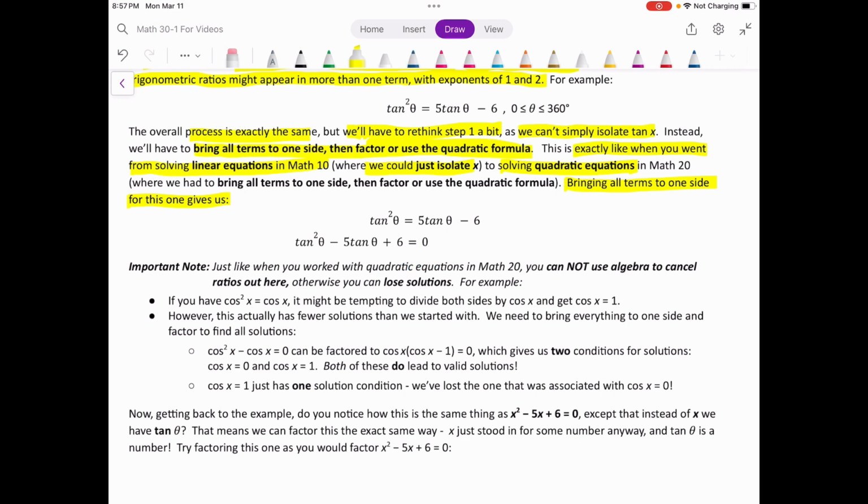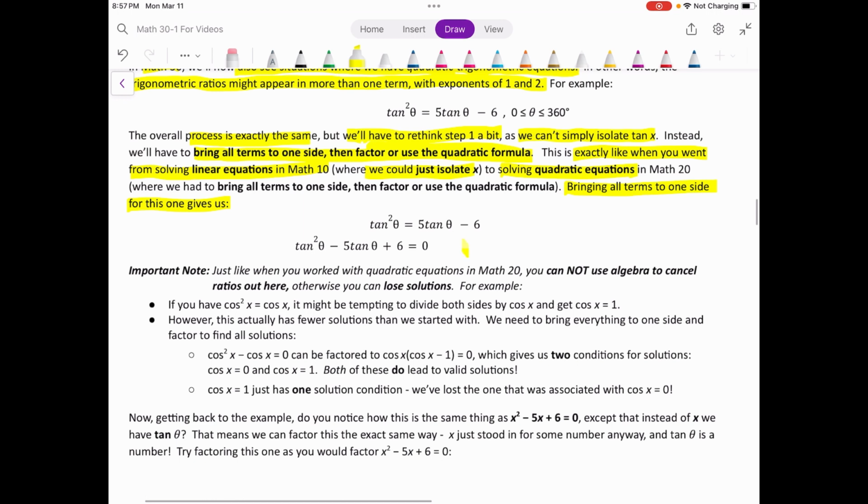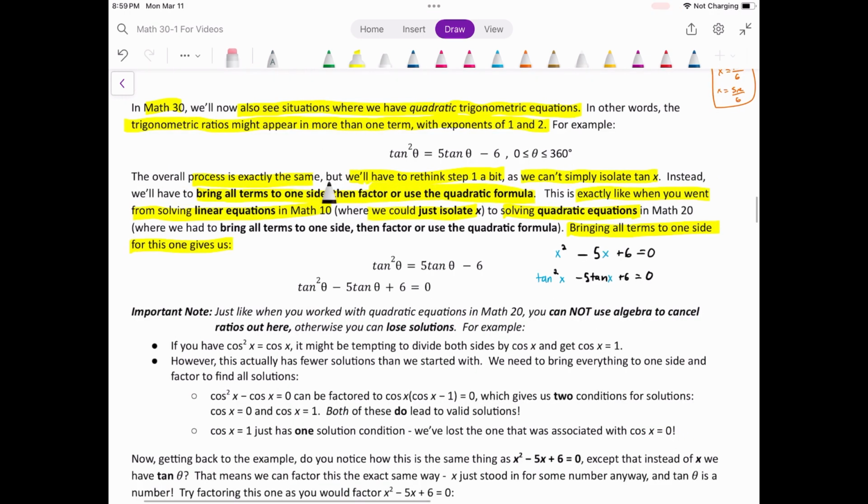Now, do you notice how this is the same as x squared minus 5x plus 6, if instead of x, I say we have tan, right? Just quickly wrote this down to emphasize it a bit. Tan squared theta minus 5 tan theta plus 6 equals 0. This is just a quadratic equation, right?